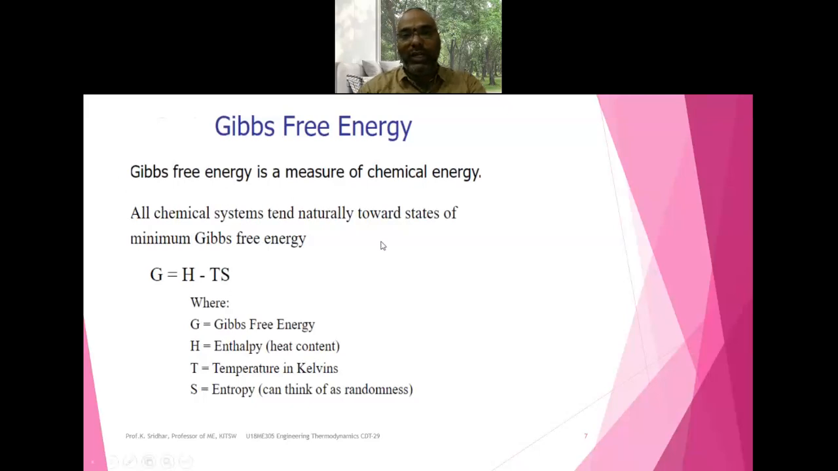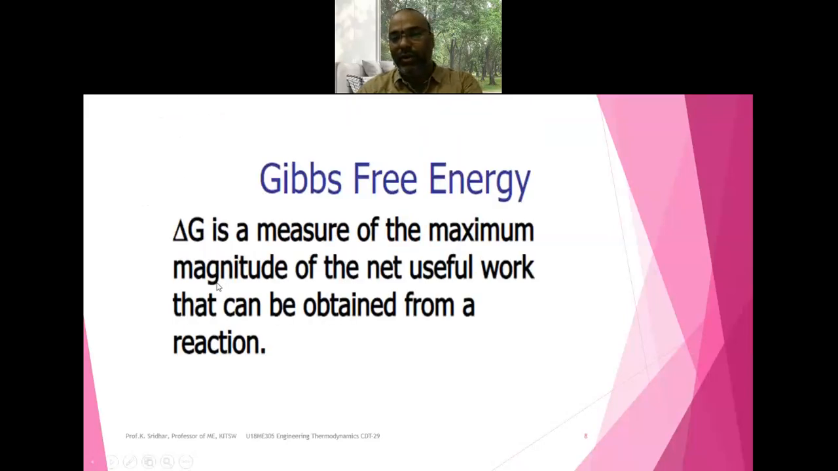The next one is the Gibbs free energy. Gibbs free energy is a measure of chemical energy. All chemical systems tend naturally towards the state of minimum Gibbs free energy. The Gibbs function is defined as H minus Ts. You have to remember H minus Ts, where H is enthalpy, T is absolute temperature, and S is entropy. So it is called the free energy, that is the Gibbs free energy.